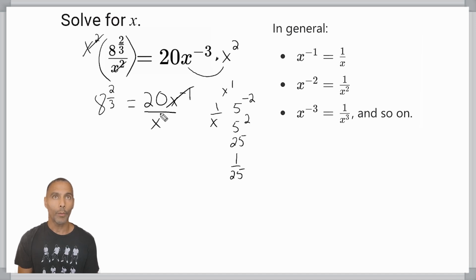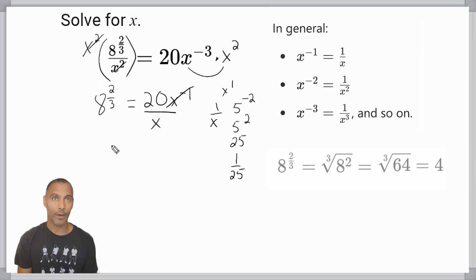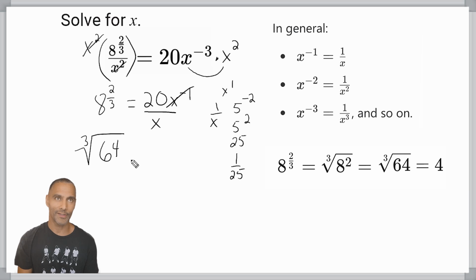All right, what we're going to do next is take care of this fractional exponent here. Now, the numerator is the power we raise 8 to. So 8 to the second power is 64. And the denominator is the root in question. In this case, we have to find the cubic root of 64 and set that equal to 20 over x. All right, now the cubic root of 64 is equal to 4.